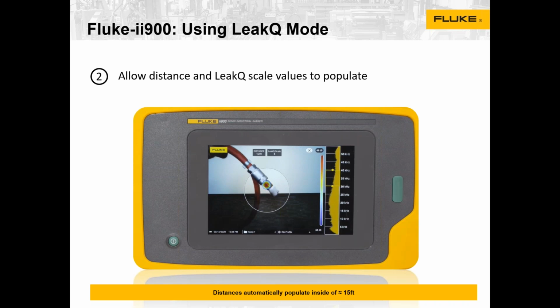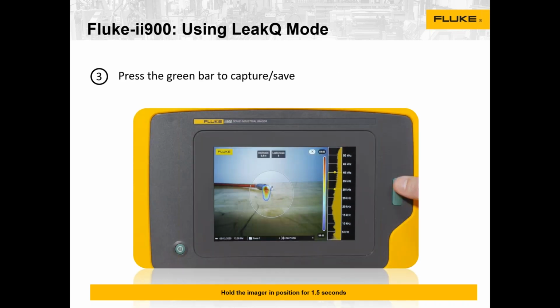So you'll want those two things to be populated, both distance and leak queue scale, which is really just looking at the decibel level of the leak at that distance within the frequency range to give you a number, that kind of severity scale look. Okay, and then once you've got the leak positioned in the center of the screen, distance populated, and leak queue scale populated, you press the green bar to capture and save.